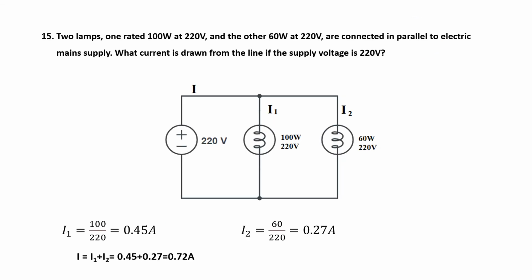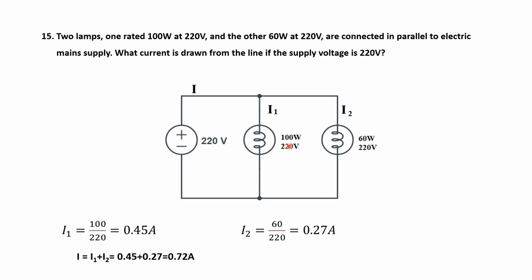Question number 15. Two lamps, one rated 100 watts at 220 volt and the other 60 watts at 220 volt are connected in parallel to electric mains supply. So this is an electric mains supply, and two lamps, one rated 100 watts and the other rated 60 watts are connected in parallel across this 220 volt electric supply line. So what current is drawn from the line if the supply voltage is 220 volt?